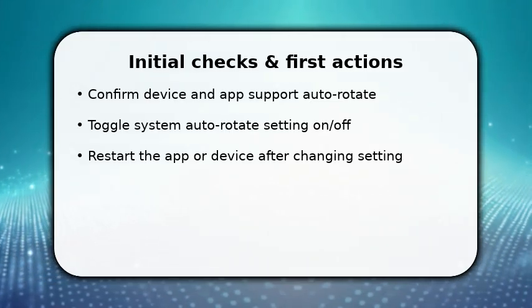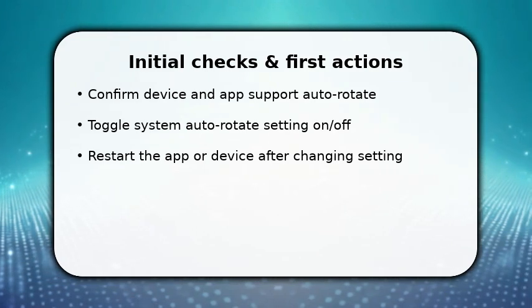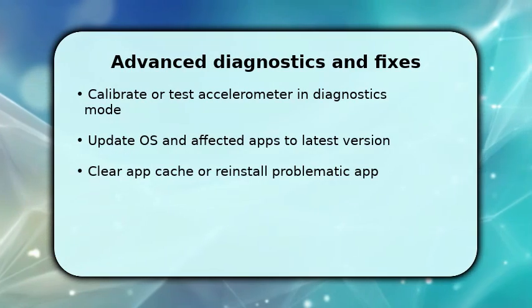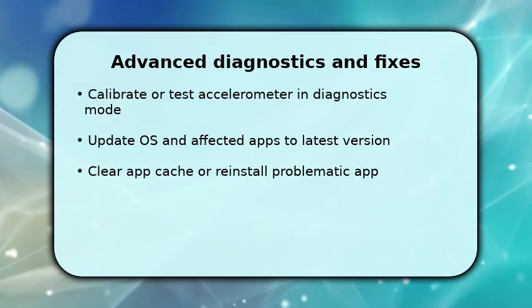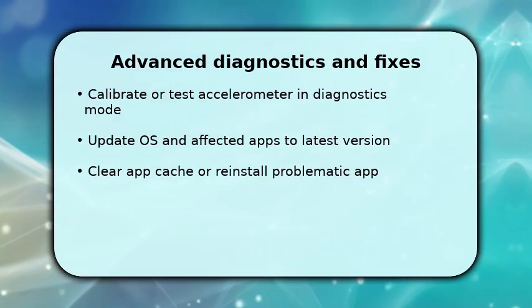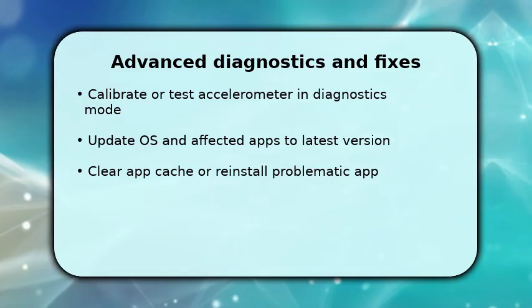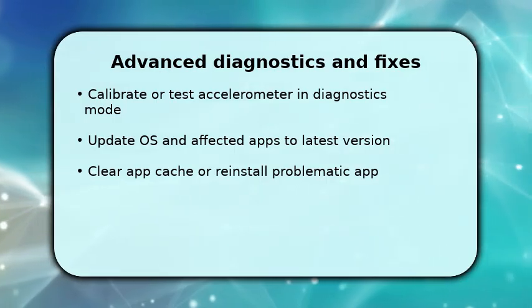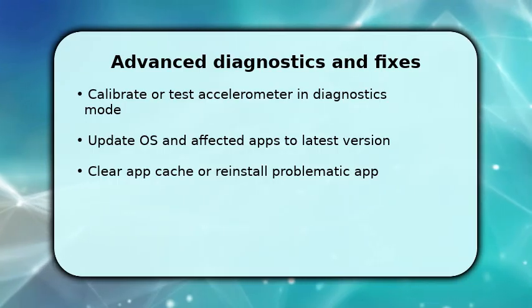Now move into diagnostics and repair. You should test the accelerometer using built-in diagnostics or a sensor testing app to see if readings change when you tilt the device. Calibrate if available. Make sure the operating system and the app are updated because software bugs often break rotation.